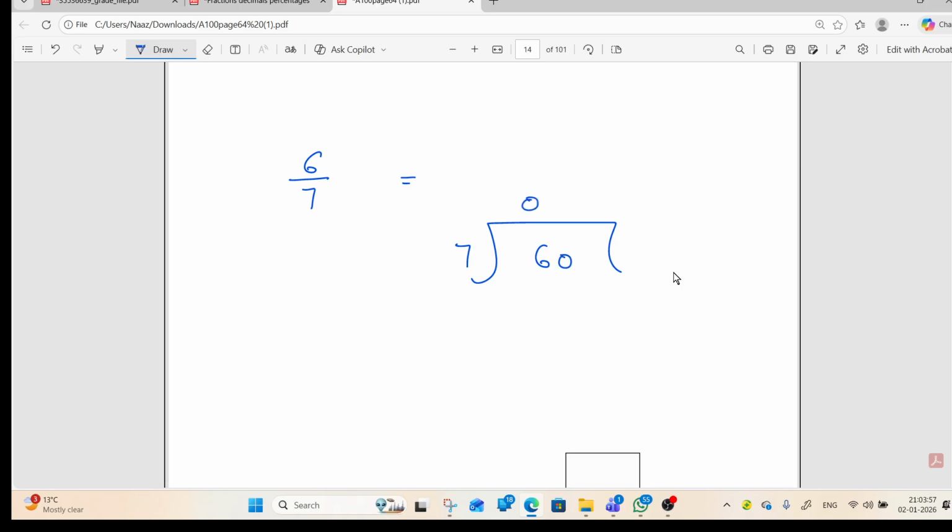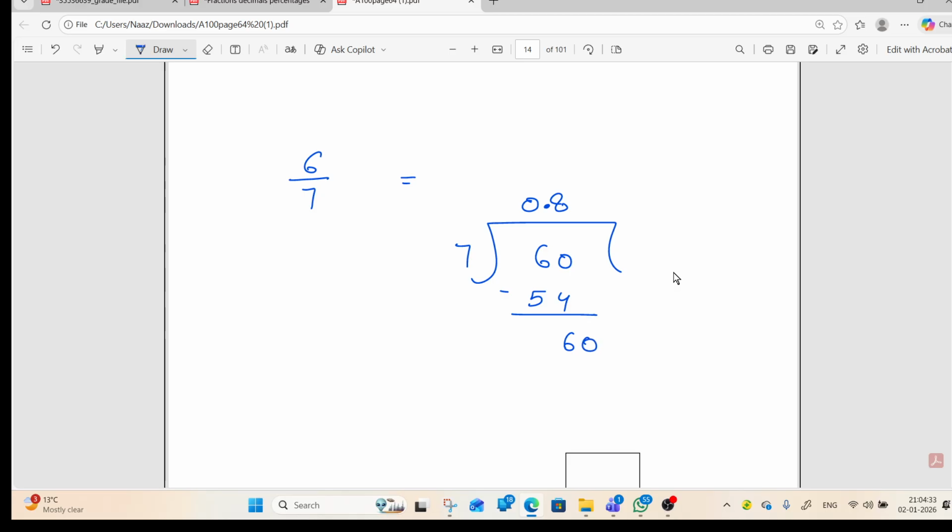And I need to put a decimal there, right? Because I'm adding a 0. Now, 7 times what is 60 or around 60? 7 times 8, 54. Very good. Then I subtract, I get 6. With the same decimal, add what I will do?